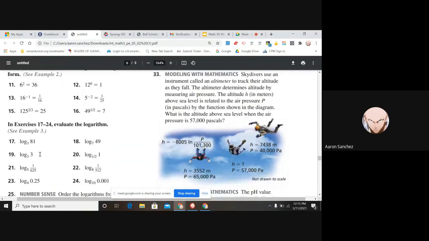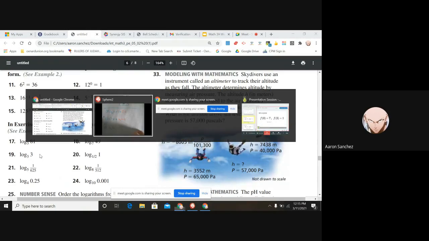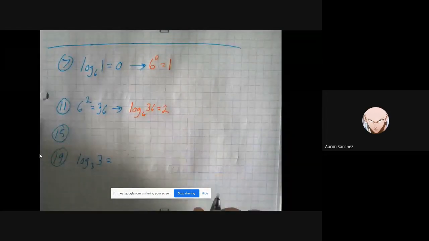I'm at 19. They say evaluate. Now this is on your check your understandings that you have to do. Log base 3 of 3. What does that equal? Okay. Log base 3 of 3. What does that equal?